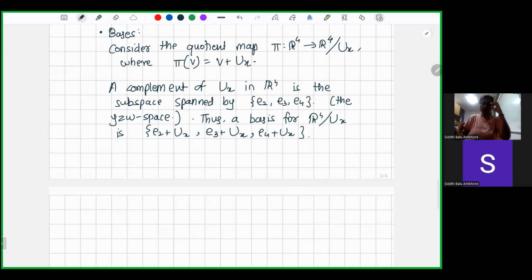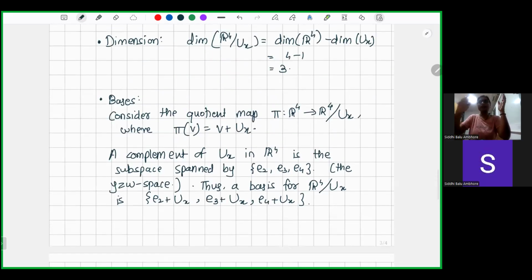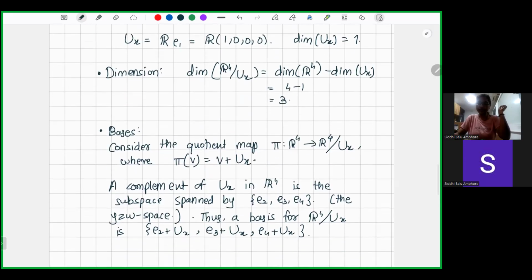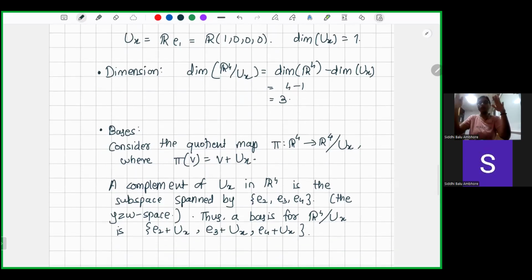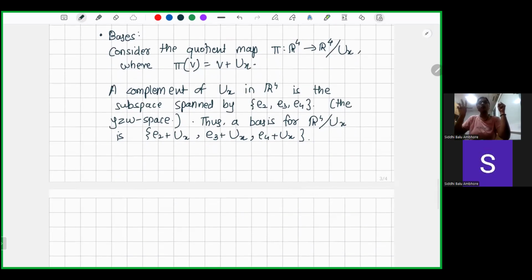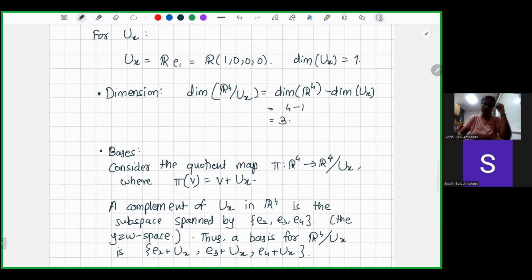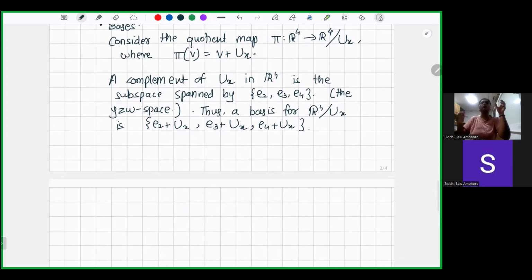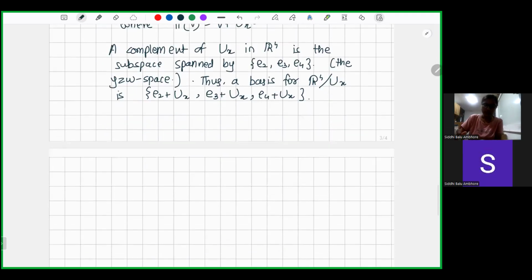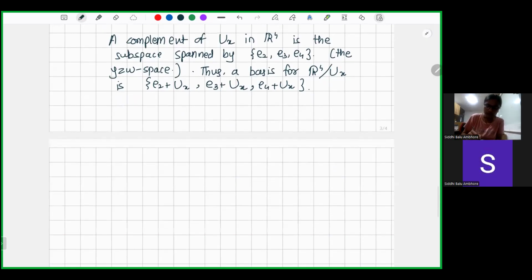Okay, and because at the end, what we need is elements. So in R4 quotiented by Ux, everything in Ux becomes 0, and the rest of the elements are what give us the non-zero elements in the subspace. Okay, so now we have the dimension here, it is 3, and it is generated by e2 plus Ux, e3 plus Ux, and e4 plus Ux. Okay, and that's it.